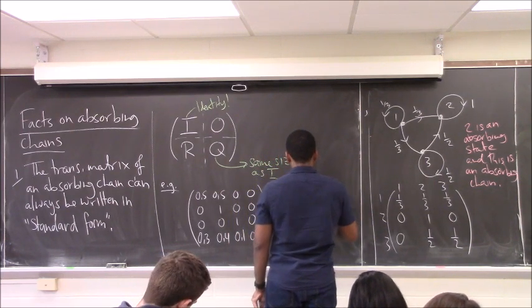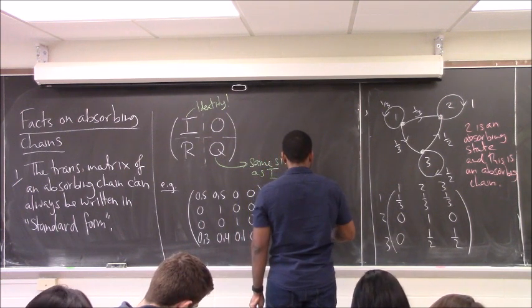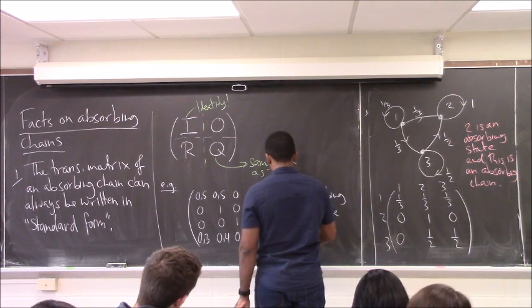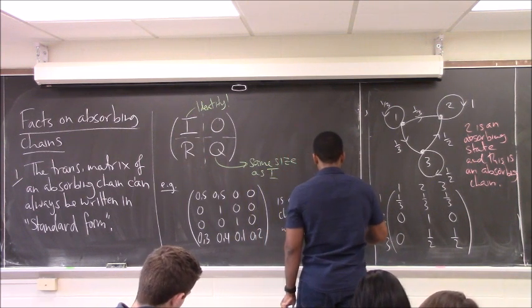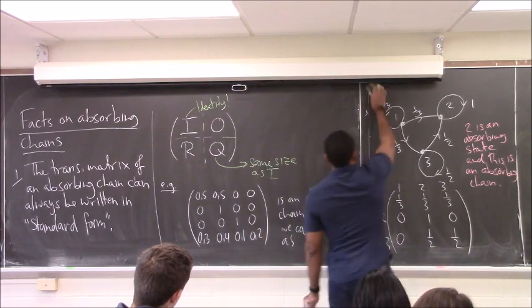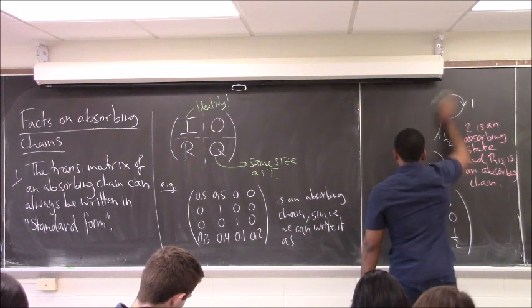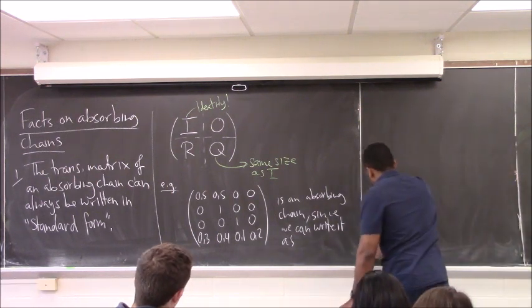This is an absorbing chain since we can write it as, so you see a matrix like that, a bunch of zeros, and you see some ones in there too, you might consider trying to rewrite it.